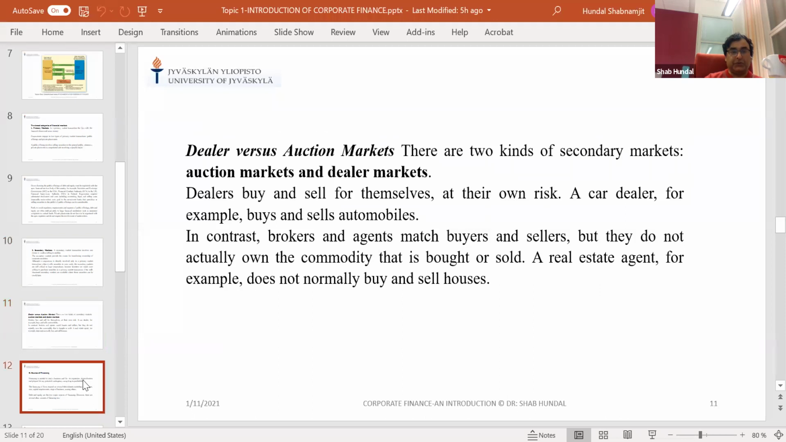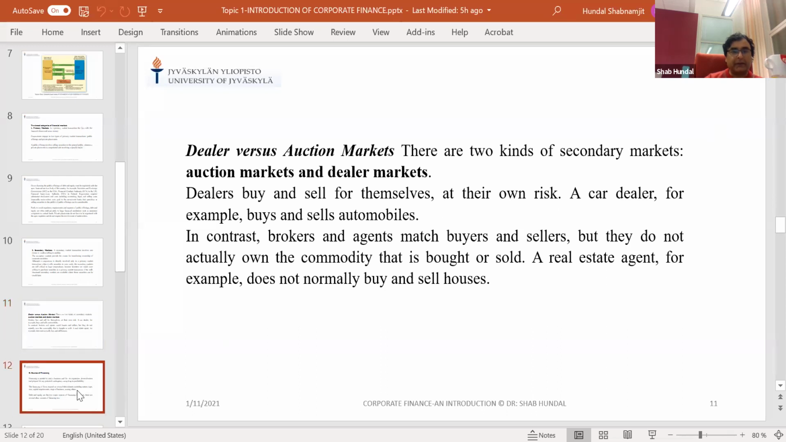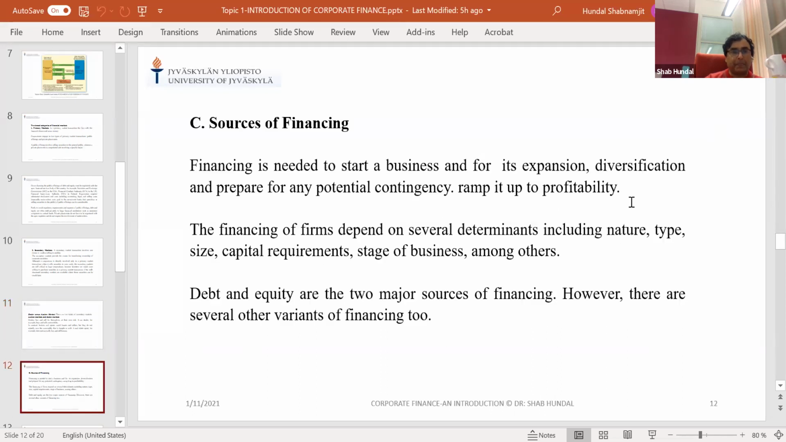But before we go to the source of financing, the next topic within this introductory corporate finance, I want to ask you if you have any comments or any questions. Is the sources of financing, okay?